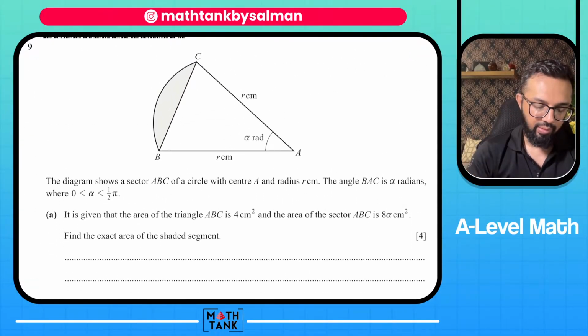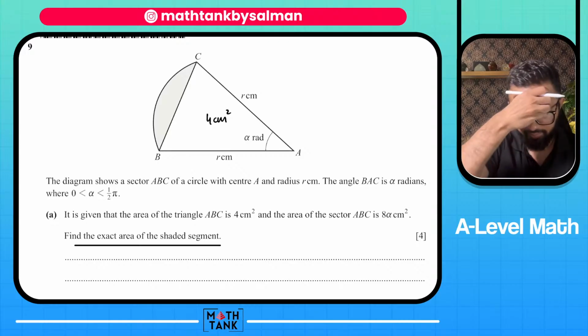So 9. Okay, the diagram shows the circle which entered this. The angle BAC is alpha radians. So alpha is between this. It is given that the area of the triangle ABC is 4 centimeters square, and the area of the sector ABC is 8 alpha centimeters square. Find the exact area of the shaded segment.